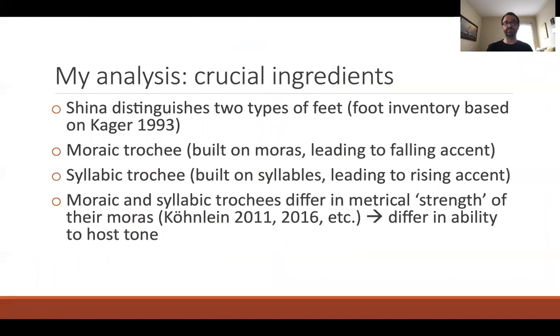So the ingredients for my analysis are that, based on the foot inventory that Rice proposed in 1993, I assume that Shina has two types of feet. Moraic trochees are built directly on mora, so it's a binary foot that combines two moras, a head and a dependent mora, and I say that this leads to falling accent. And there is a syllabic trochee that is built on syllables, so on a higher node, and that's what leads to rising accent. And my work over the past 10 years or so has assumed that moraic and syllabic trochees differ in the metrical strength of their moras.